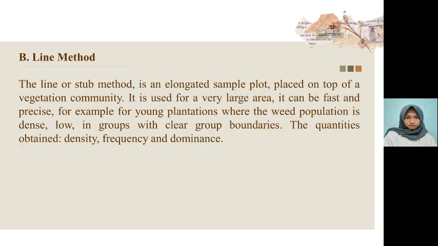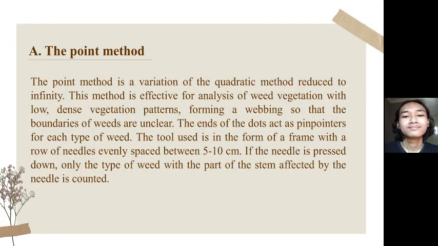B. Line method. The line or strip method is a long sample plot placed on top of the vegetation community. It is used for a very large area. It can be fast and precise. For example, for young plantation, where the weed population is dense, low, in groups with clear group boundaries. The quantities obtained are density, frequency, and dominance.